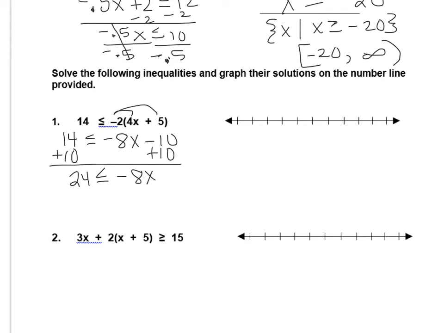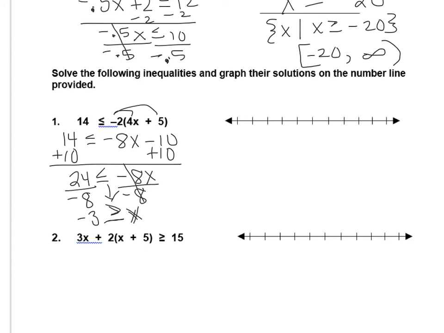To finish getting that x by itself, you would divide by negative 8. Oh, wait a minute. Did we just divide by a negative number? What do we have to do to this inequality symbol? We have to reverse it. These negative 8's cancel. You're left with x on this side. And 24 divided by negative 8 is negative 3. Again, I want you to turn that around. If you read it backwards, it says x is less than or equal to negative 3.